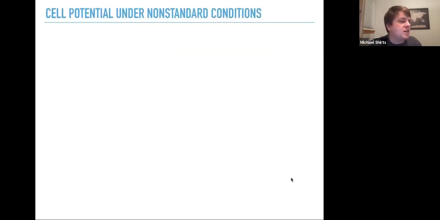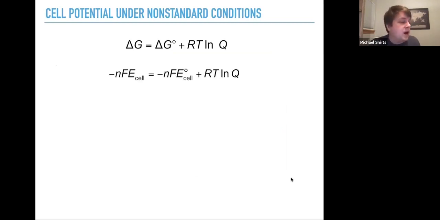All right, so cell potential under non-standard conditions. We know that the free energy is equal to the standard state free energy plus RT ln Q. And then we can plug in the same way that we define the free energy of a standard state as minus n Faraday's constant times the cell standard state potential. The free energy is minus n times Faraday constant times the potential of the cell, regardless of whether it's standard state or not. So you just plug that in for the free energy.